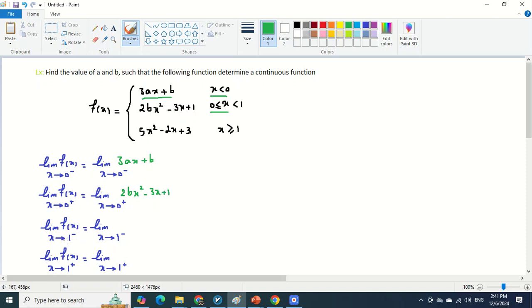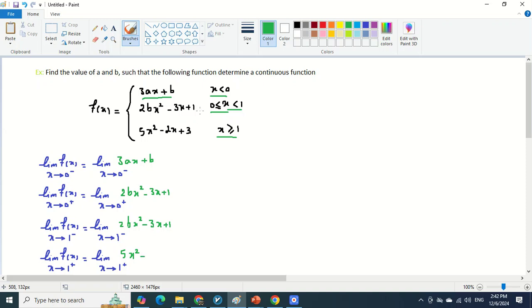If x tends to 1 from the left side, it means that x should be less than 1, and again we should use that condition to calculate the limit. Which means that we should write 2b x squared minus 3x plus 1. We should substitute that instead of f(x) to calculate the limit. And for x greater than 1, or x tending to 1 from the right side, we should use the last condition, which is 5x squared minus 2x plus 3.